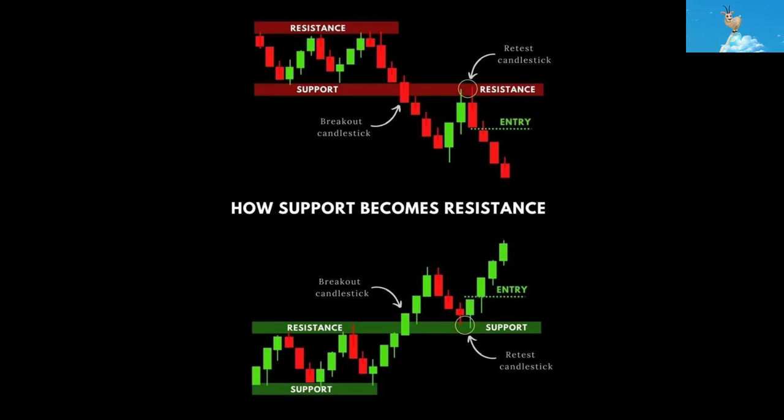The top chart is a market in a downtrend. The bottom chart is the market in an uptrend. Both of them are showing you the same thing.